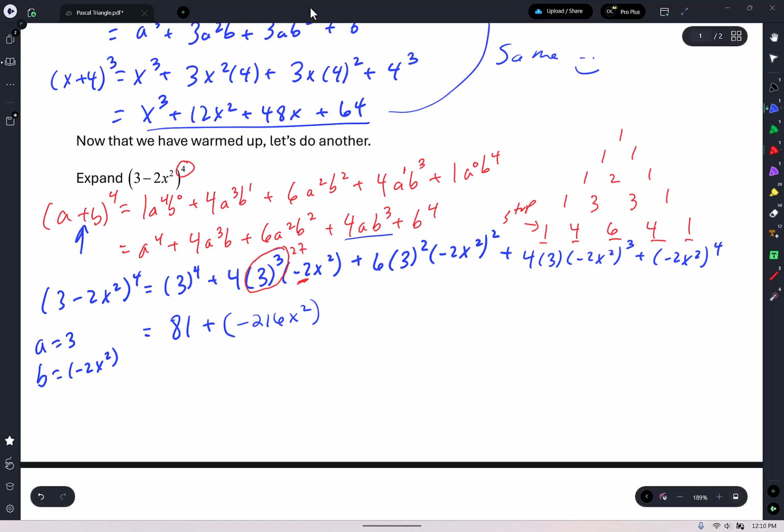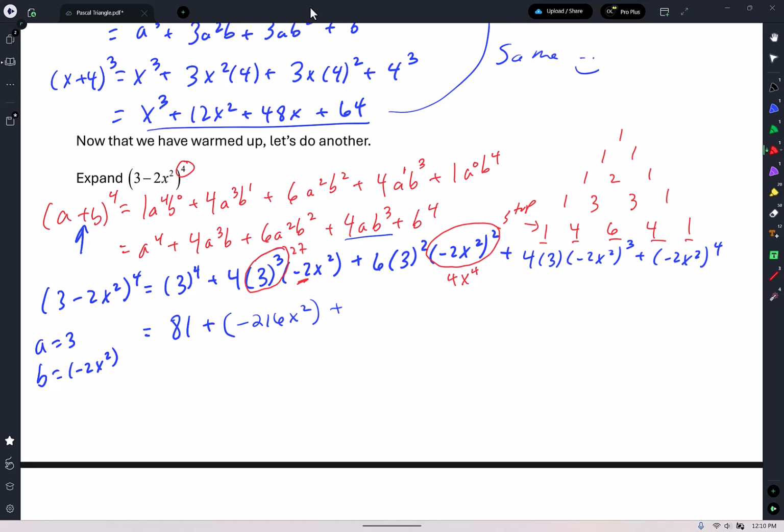All right, continuing. Plus 3 squared is 9. 9 times 6 is 54. And double 54 is 108. But okay, hold on. You're not multiplying by 2 this time. So I guess what I should do is, you see this guy right here? Make sure you square it. So when you square it, that's going to be 4x to the 4th.